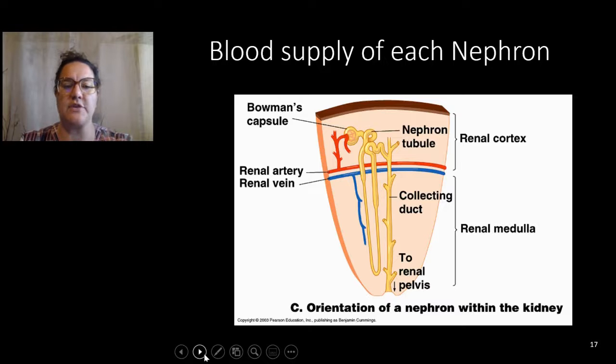So here we see the structure of the nephron within the kidney. So we have our renal cortex, which contains our Bowman's capsule and nephron tubule, and our renal medulla, which contains the collecting ducts.